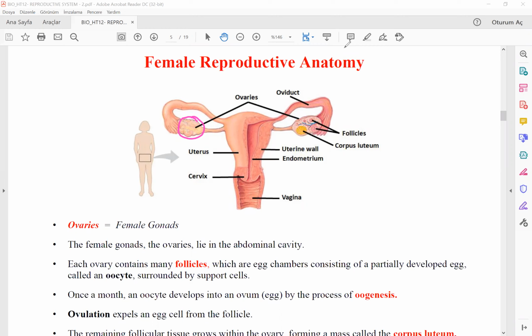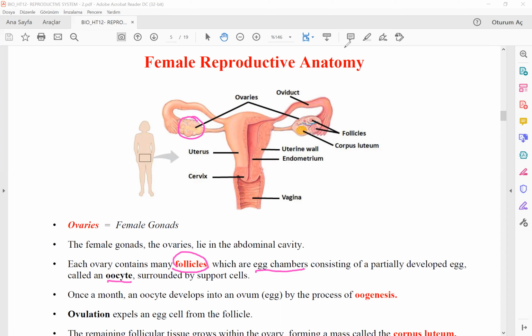Especially, we are going to call it secondary oocyte actually, or ovum. We can also call it ovum or egg. These ovaries have many follicles inside, and these follicles, which are the egg chambers, consist of partially developed eggs, because these partially developed eggs are present since birth. The partially developed egg in the follicle is called oocyte. And in these follicles, there are also some support cells.